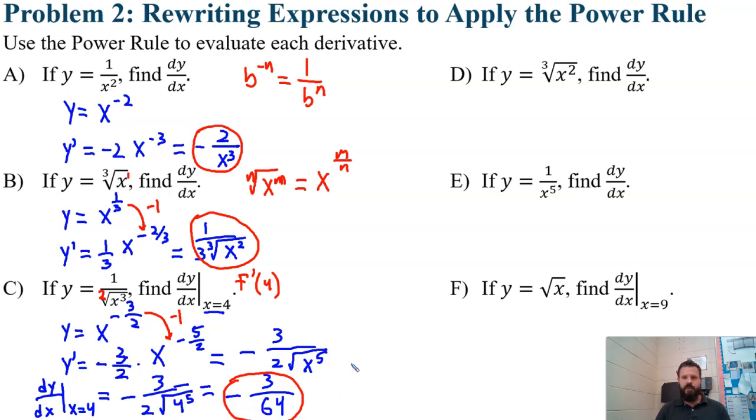All right, D, E, and F are similar. I want you once again to take a minute, pause the video, work through these, and then hit play to check your answer before you move on.